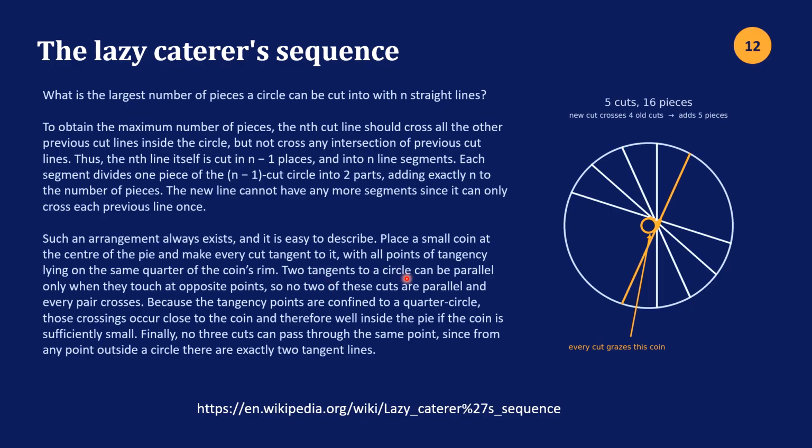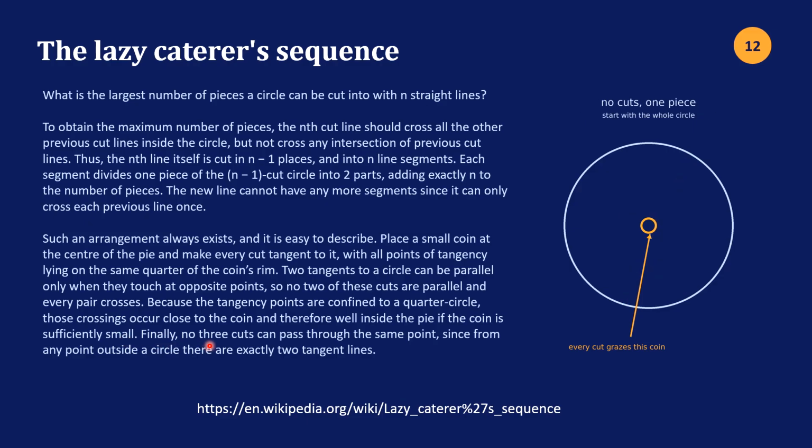Two tangent lines to a circle can be parallel only when they touch at opposite points. So no two of these cuts are parallel, and every pair crosses. That's because we're only going a quarter of the way around. Because the tangency points are confined to a quarter circle, those crossings occur close to the coin, and I'll show you that on the next slide, and therefore well inside the pie if the coin is sufficiently small.